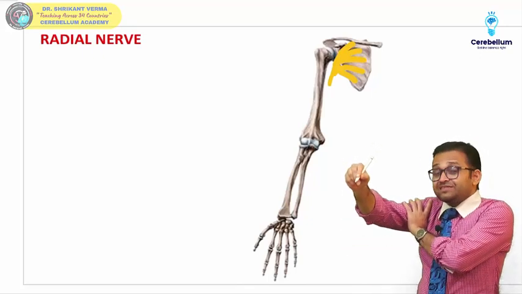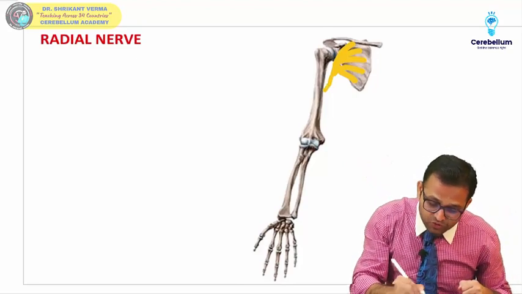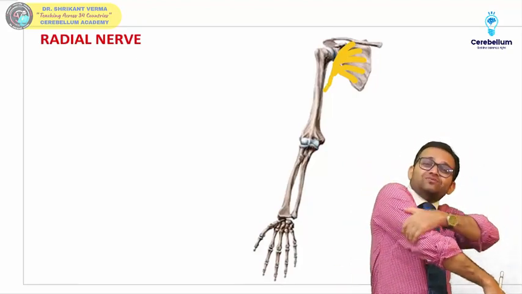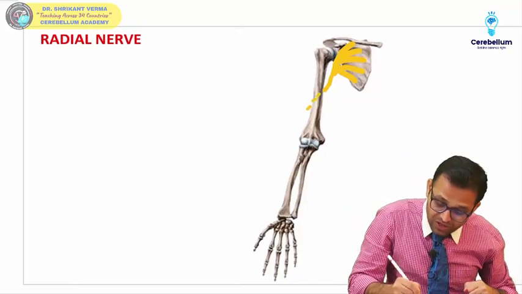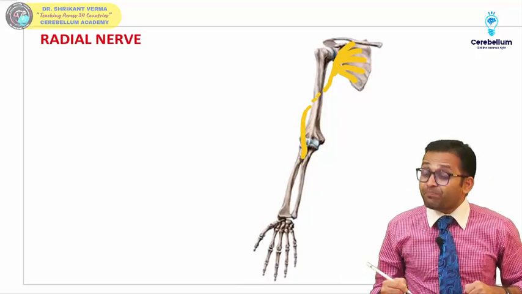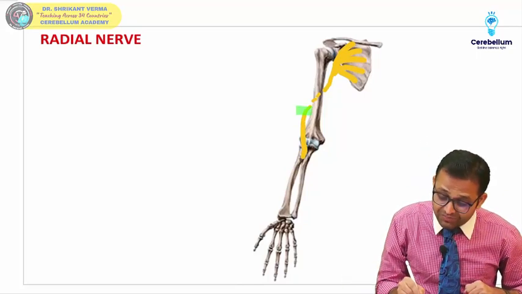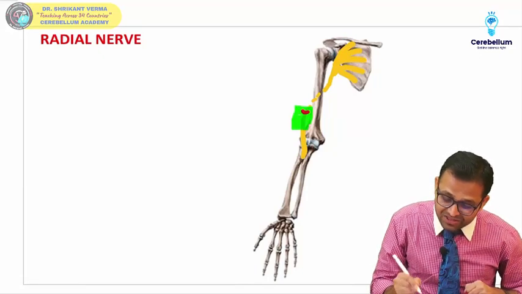Getting the point? Yes, sir. It will pass through the spaces of the arm and then immediately it is passing to the posterior side. Remember, the radial nerve is the nerve of the posterior compartment of the arm. It is running through our radial groove and then again it is coming to the front side by piercing the lateral intermuscular septa at the level of the coracobrachialis insertion.